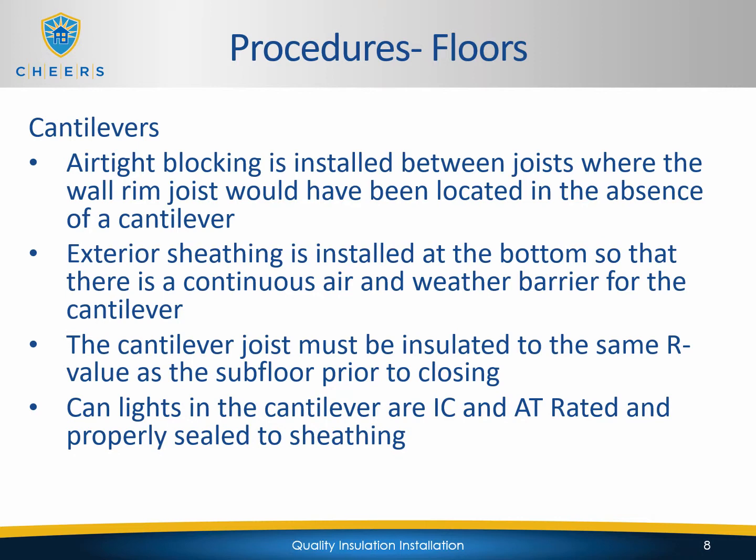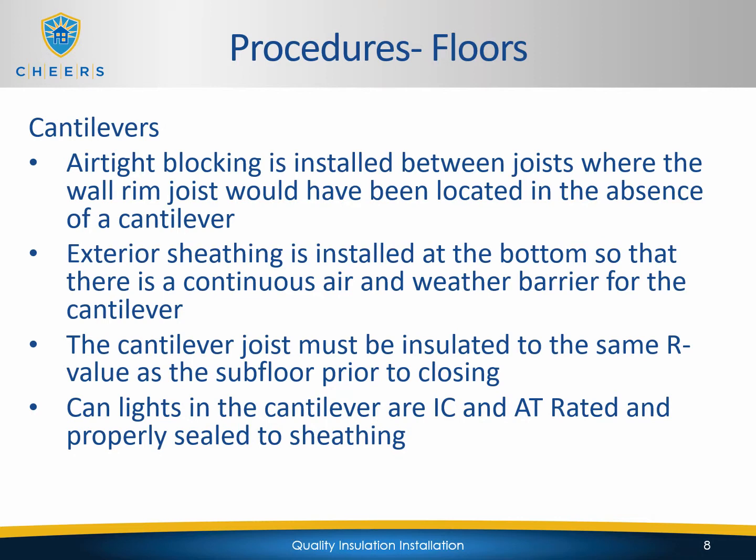For cantilevers, airtight blocking is installed between joists where the wall rim joist would have been located in the absence of a cantilever. Exterior sheathing is installed at the bottom so that there is a continuous air and weather barrier for the cantilever. The cantilever joist must be insulated to the same R value as the subfloor prior to closing. Can lights in the cantilever are IC and AT rated and properly sealed to the sheathing.